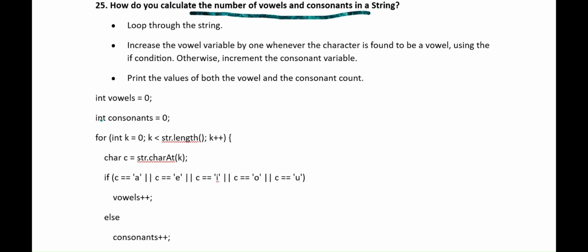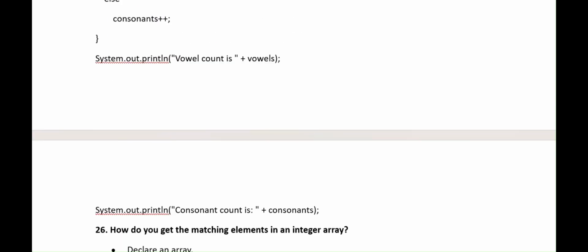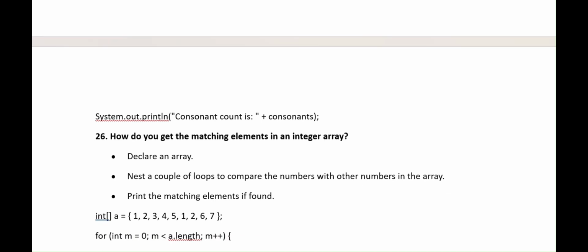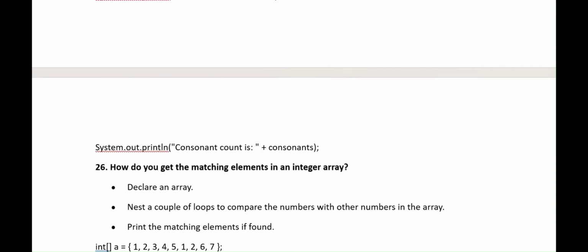First of all, initialize vowels equal to 0 and consonants equal to 0. Take a loop, char c equal to str dot character of k. Check if the character is a, e, i, o, or u. If this condition is true, then increment vowel, 0 plus 1 is 1. Else the consonant will increment. Then come out of the loop, k will increment. It will print the vowels count and the consonant count.